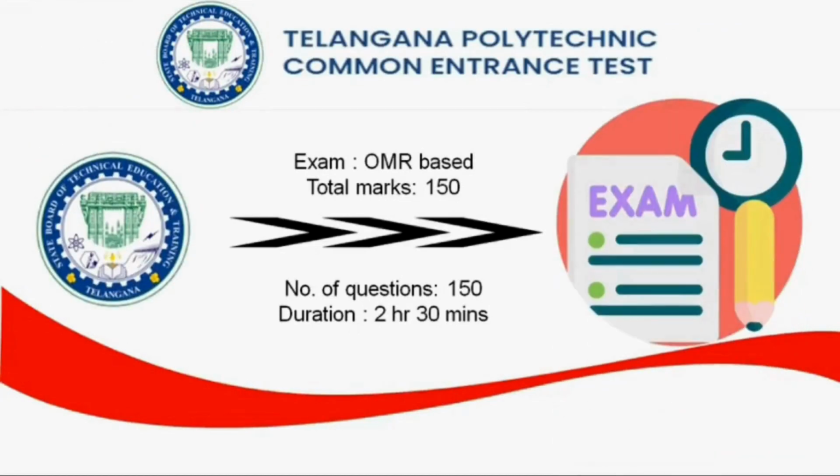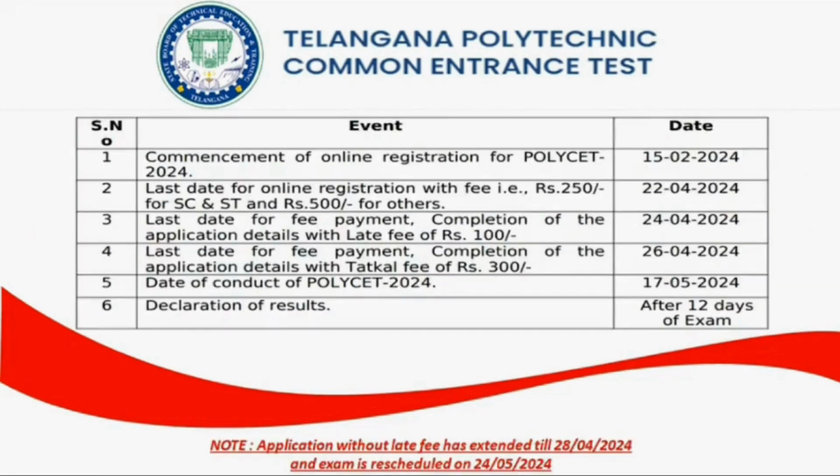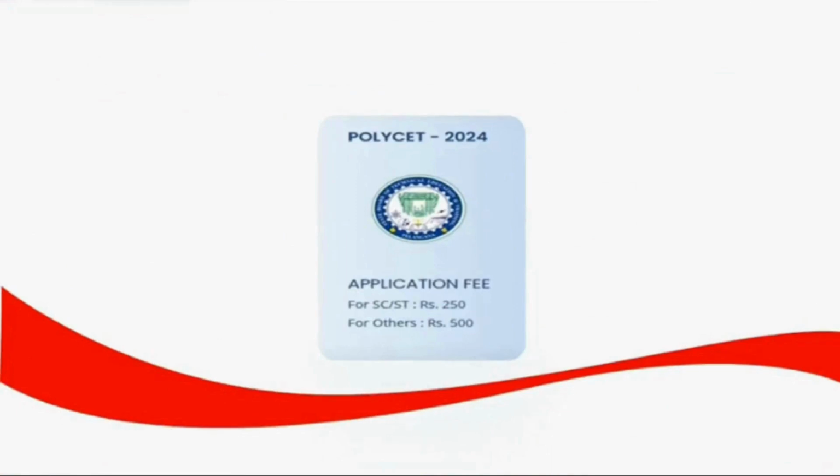State Board of Technical Education and Training, Telangana, Hyderabad will conduct POLYCET. This exam is an OMR based exam. Total marks 150, number of questions 150. Duration of the exam is 2 hours and 30 minutes. These are the important dates. Fee structure for applicants: for SC/ST candidates 250 rupees, for others 500 rupees.